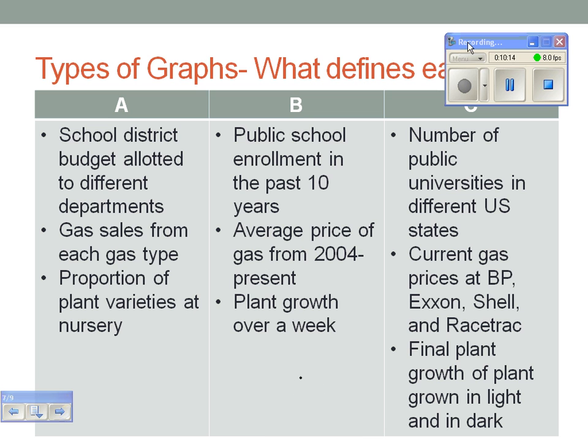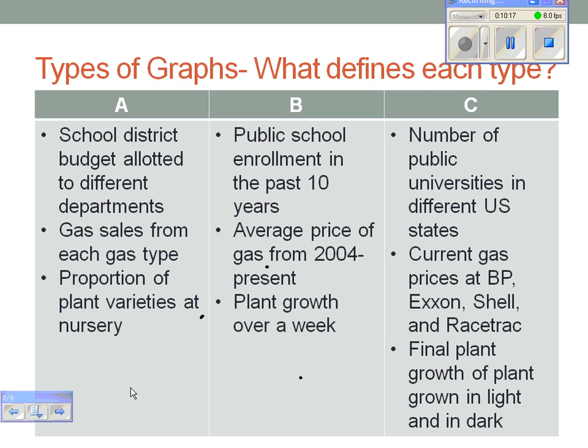So here are 3 groups of examples of different types of data that can be collected. Okay, in Group A, I'll just go with the first bullet for each of them. Group A, we have a school district budget and how much money is allotted to each department. Okay. And in Group B, we have what you just saw, which is how many children have been enrolled in school in the past 10 years. And in Group C, we have how many schools do we have in each state. Okay, along with some other examples here, just to give you some more.